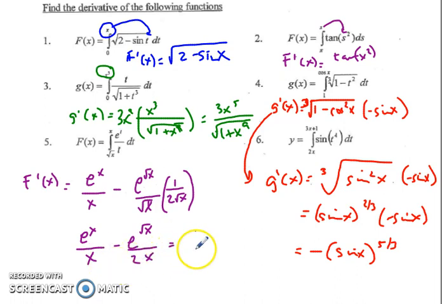and look at this, if I get a common denominator of 2x, I have 2e to the x minus e to the square root of x. That is our big F prime.